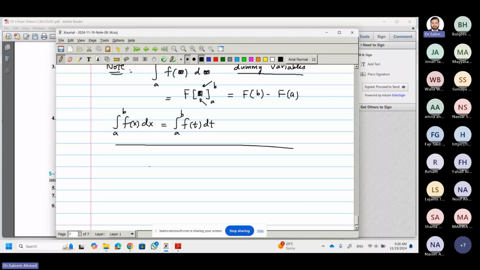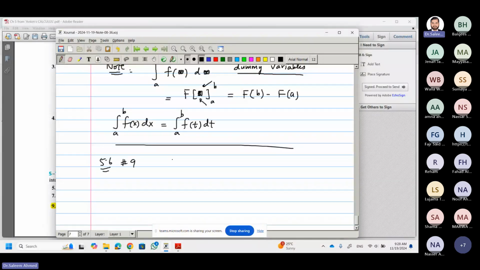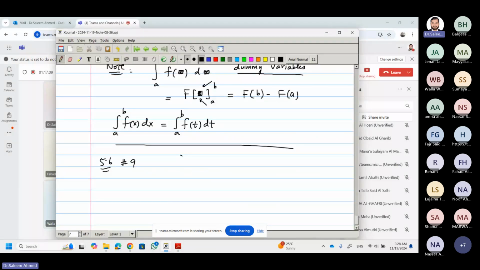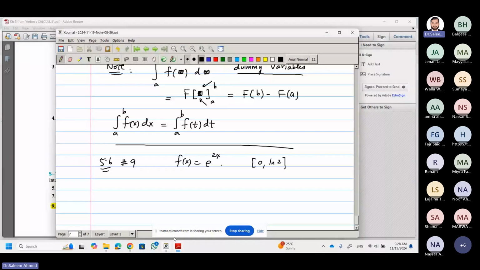So here you see they gave you a question. Find the area under the curve. These are all okay. Let's say exercise 9 of 5.6. They give you: find the area under the curve f(x) is equal to e to the power 2x, and the interval is given 0 to log of 2, right? So we know that exponential is always positive, it's never negative.